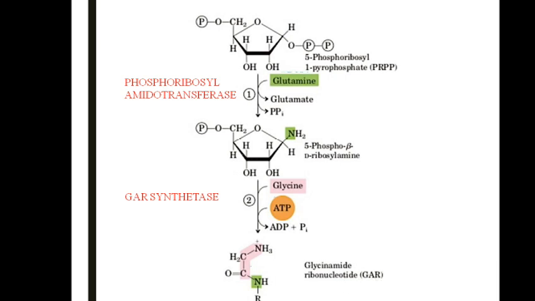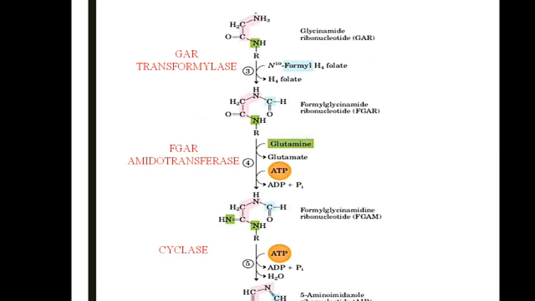Now coming to the next step. Coming to the third step, we have glycine amide ribonucleotide as an end product of the second step. Now what is happening is GAR transformylase. The name itself indicates it is going to transfer a formyl group. From where? It's going to transfer it from N10 formyl tetrahydrofolate. It's going to contribute its carbon atom, and thus the compound that is synthesized is formyl glycinamide ribonucleotide.